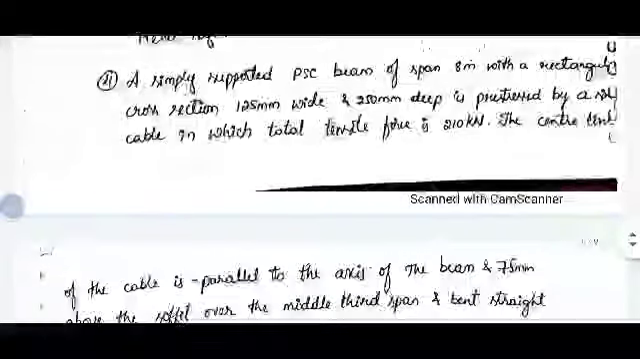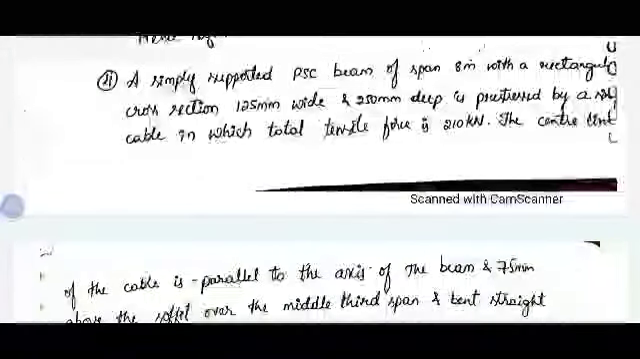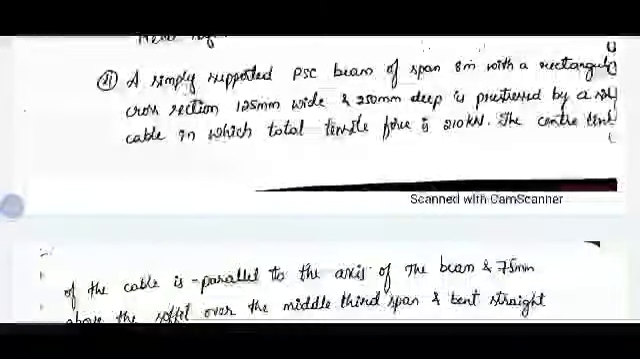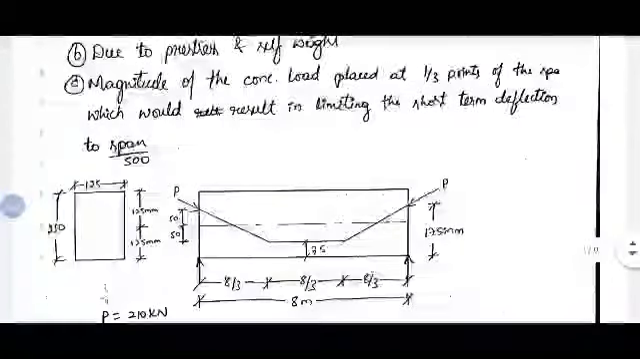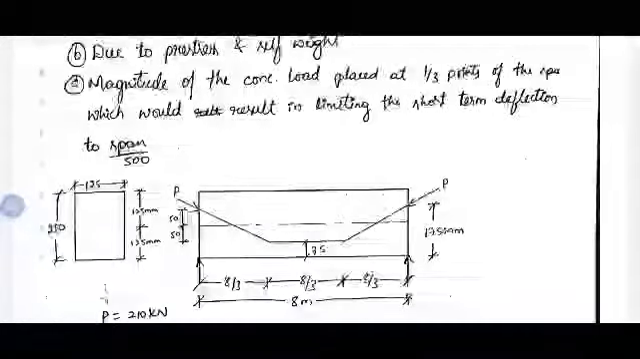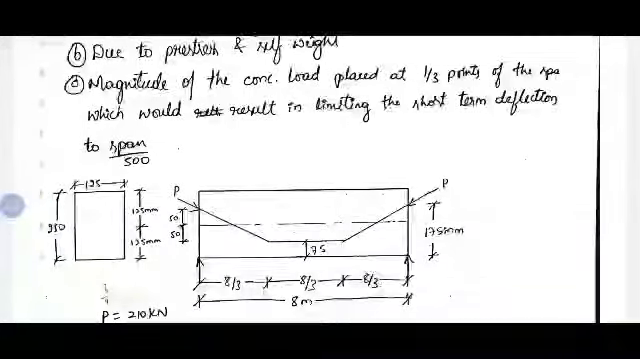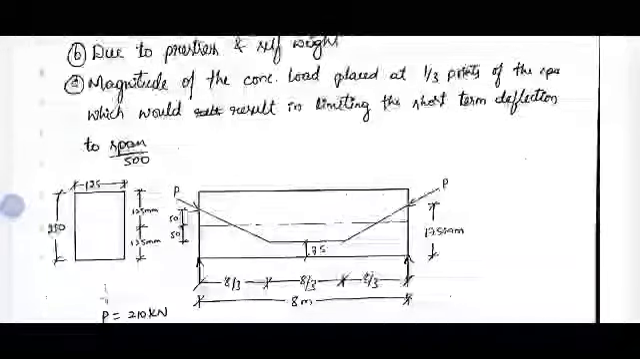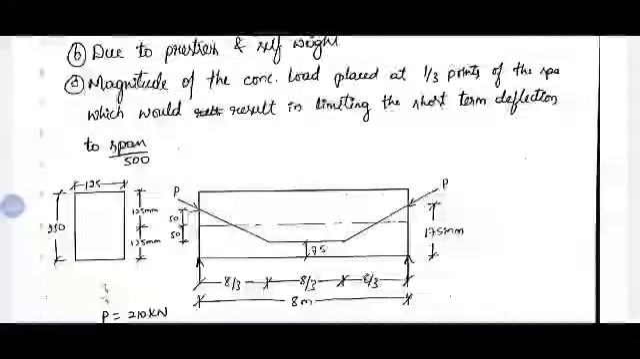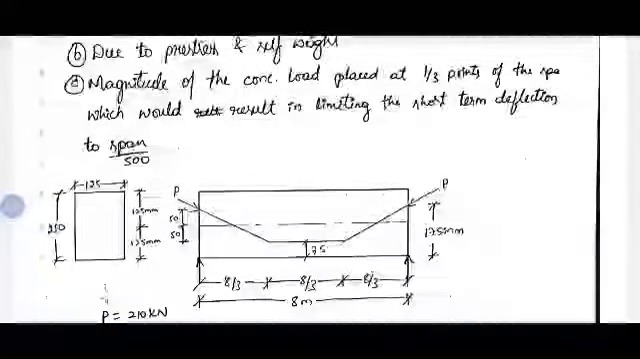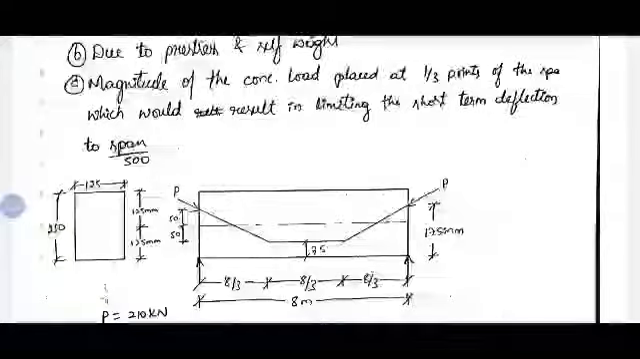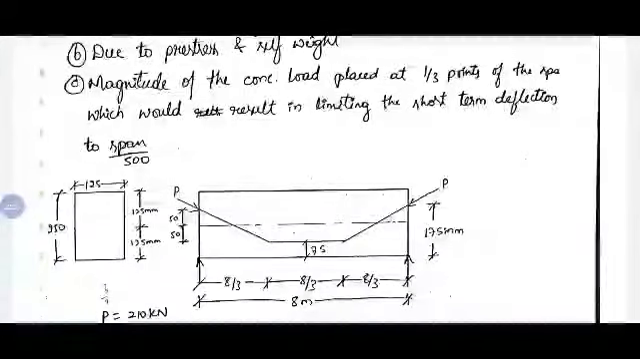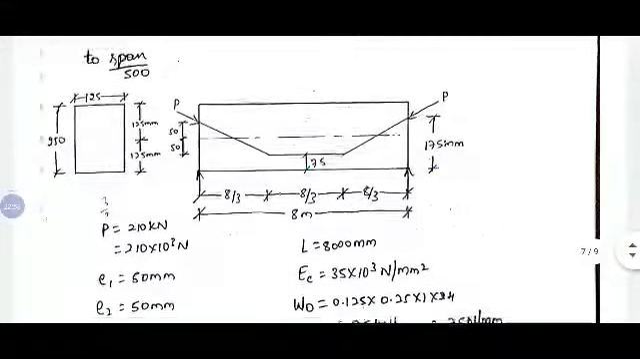Okay, so if you take the centroid of the section, for a rectangular section the centroid will be at a height of 125 mm. So the cable is 75 mm from the soffit of the beam at midspan and 175 mm at the support. So eccentricity at midspan will be 125 minus 75, below the centroidal axis, it is 50 mm. Again above the centroidal axis, 175 minus 125, again we will get 50 mm. So these are the given data.